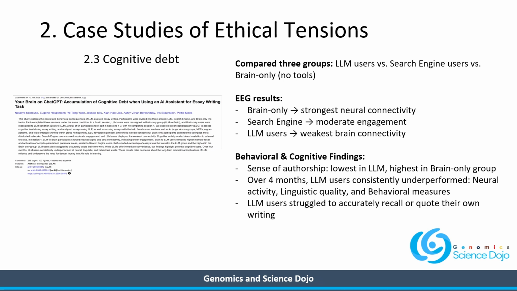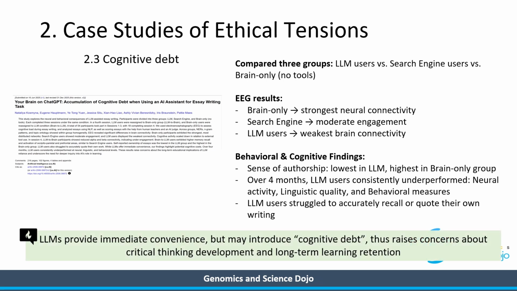Essentially, the LLM users struggled to accurately recall or quote their own writing. So it's important to highlight that although generative AI might provide immediate convenience, it may introduce a cognitive debt, right? It's like your brain does not get the exercise it needs, and therefore you're blunting your brain. Thus, it raises concerns about critical thinking development and long-term learning retention.